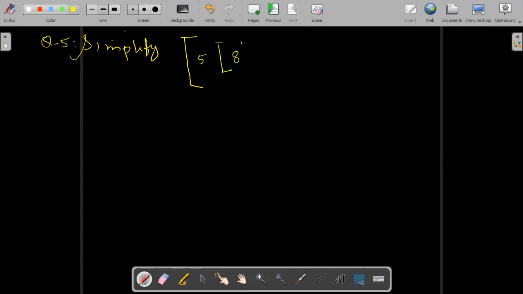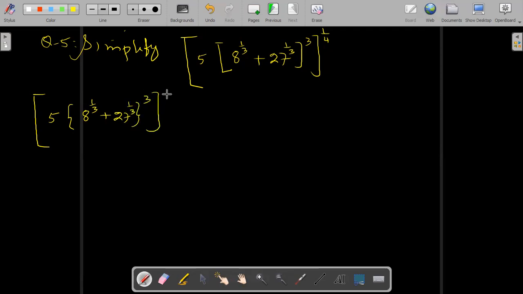8 raised to power 1 by 3 plus 27 raised to power 1 by 3. Okay. And this raised to power 3 and this whole raised to power 1 by 4. Just simplify this. Now we can write properly, because a bigger bracket is hard to write like this, but in the question paper it is written like this. That's why: 8 raised to power 1 by 3 plus 27 raised to power 1 by 3, raised to power 3, and whole raised to power 1 by 4.